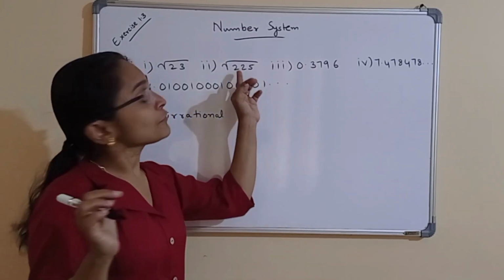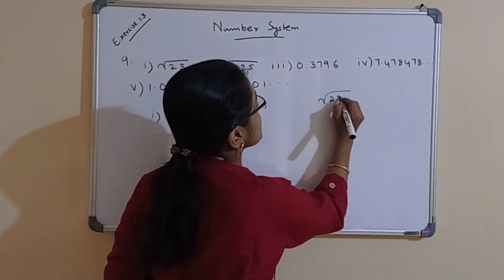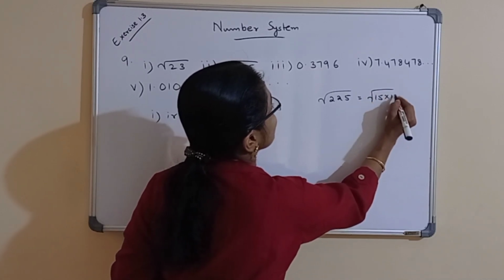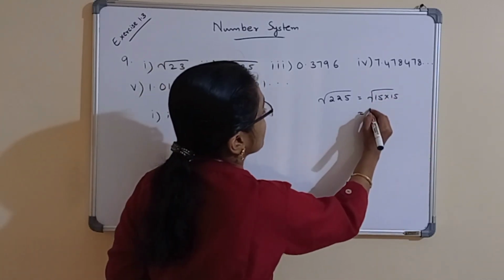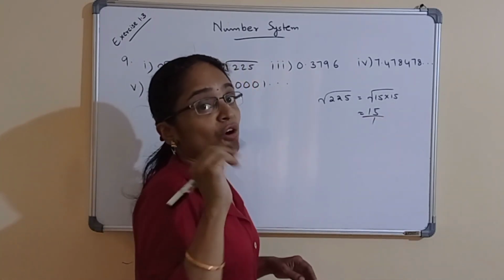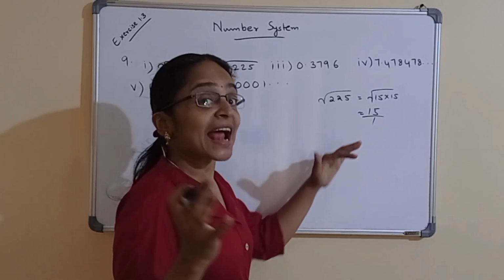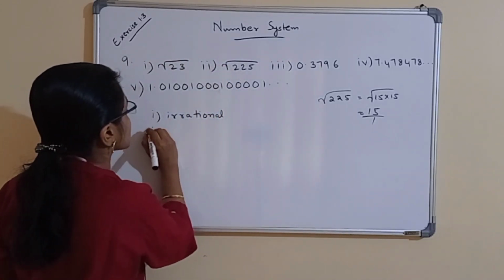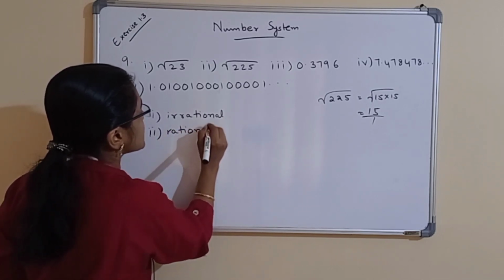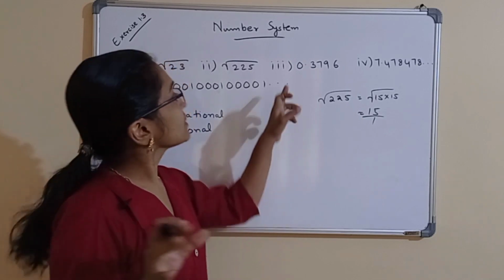Now root of 225. Root of 225 is nothing but root of 15 into 15. That is root of 15 square, which is 15. So 15 can be expressed as 15 by 1 or 30 by 2, etc. So it is a rational number. Any number which can be expressed as p by q, where p and q are integers and q not equal to 0, is called a rational number.